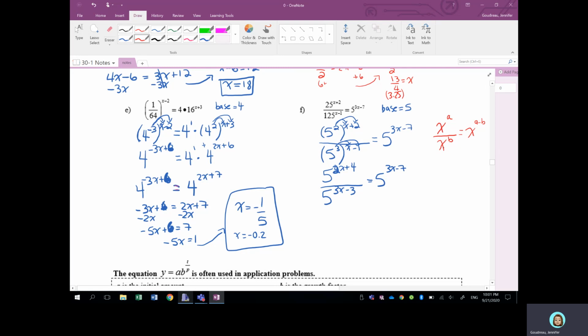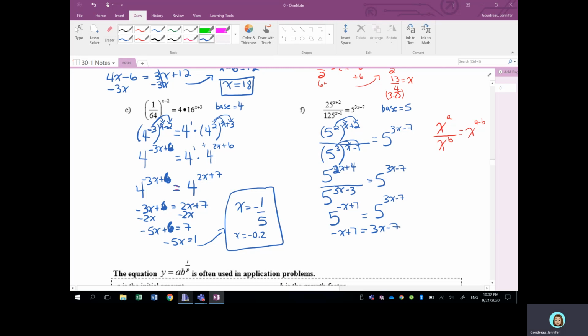So using this quotient law, we can go ahead and simplify that right-hand side to a single power. Keep your base of 5, subtract your exponents. 2x minus 3x is negative x. 4 minus a negative 3 is 4 plus 3, which is 7. So just watch your signs when we subtract there. 3x minus 7 on the other side. Now we have a single power, same base, simplified exponents. We can go ahead and equate those exponents.